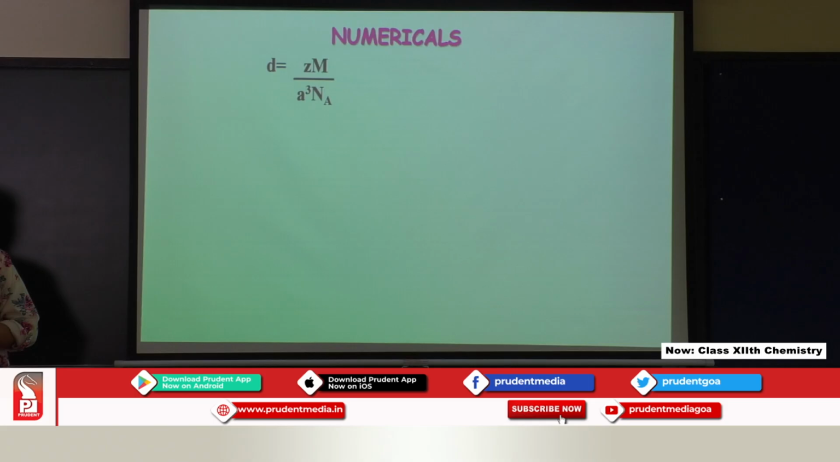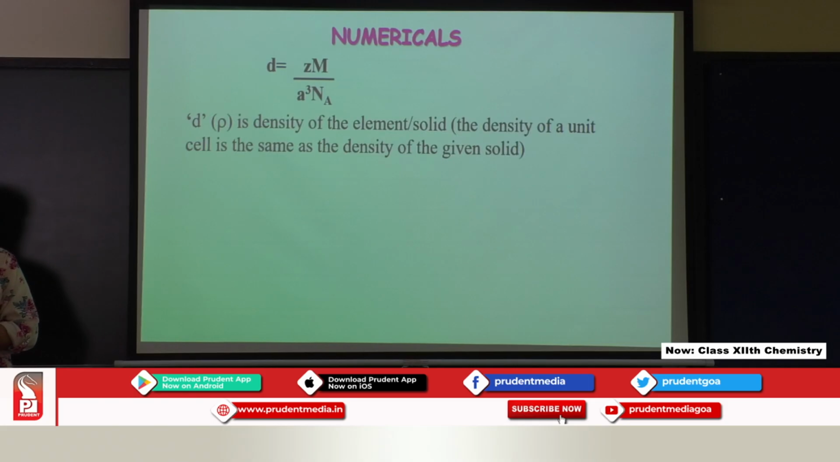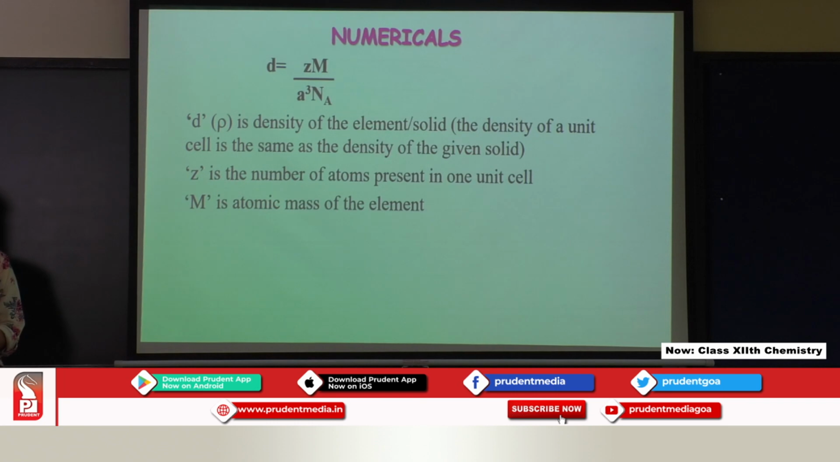A simple numerical based on this formula. D, which is also represented by the symbol rho, is the density of the element or solid. Remember that the density of the unit cell is the same as density of a given solid. Z over here is the number of atoms present in one unit cell. M is the atomic mass of the element. A cube is the volume of the unit cell. As you know, for a cube, the formula for its volume is side cube.